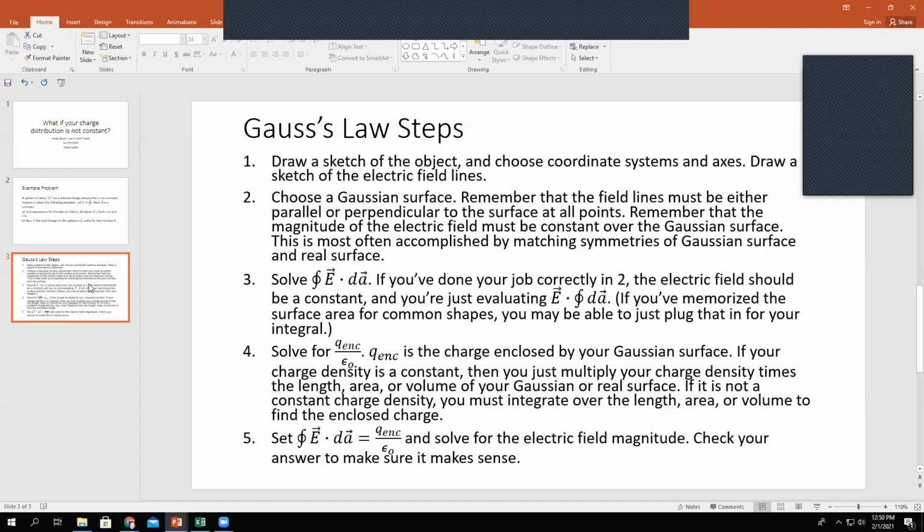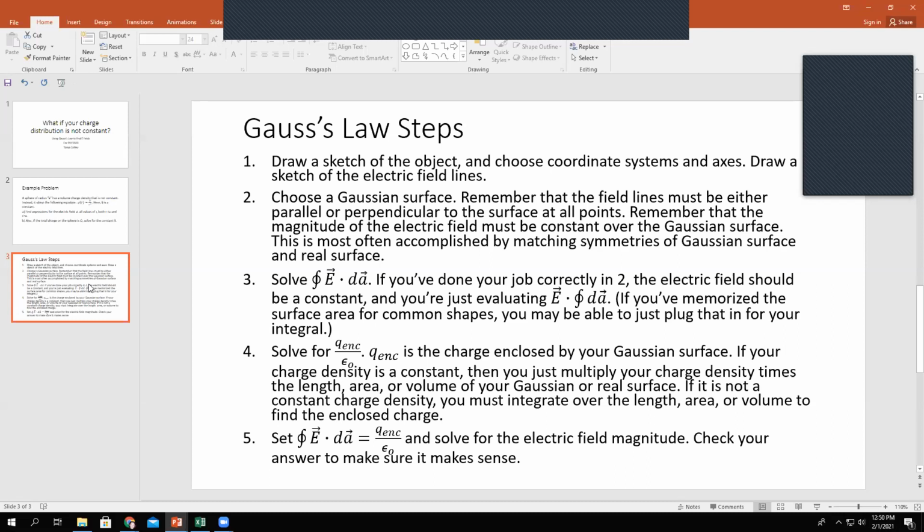Now, if you've memorized the surface areas for common shapes like cylinders, spheres, and boxes, then you can just plug that in. It's not even going to be that hard, right? Okay, now you can move on to your next step. You're going to solve for Q enclosed over epsilon naught. Q enclosed is the charge enclosed by your Gaussian surface, okay?